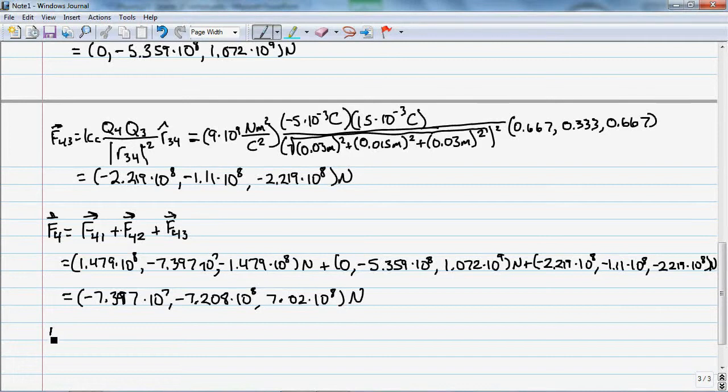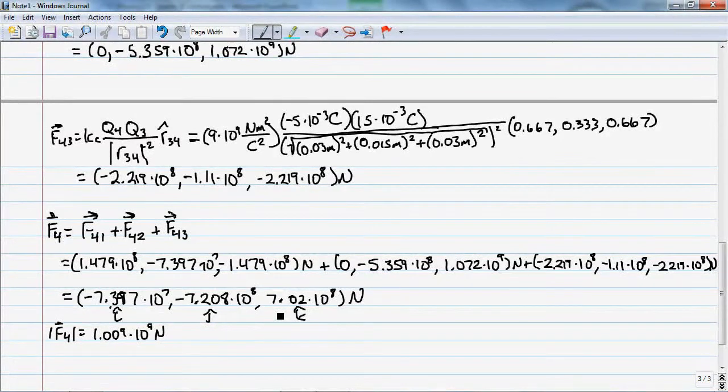Now I can calculate the magnitude, and that's just using the Pythagorean theorem, and that comes out to be 1.009 times 10 to the 9th newtons. So that's the resultant magnitude of the force. But this is the forces in each of the three directions. This would be the I hat direction, J hat direction, K hat direction. So that's the solution for charge 4.